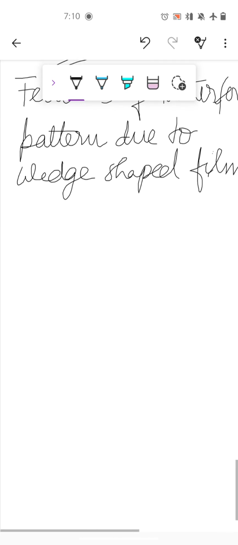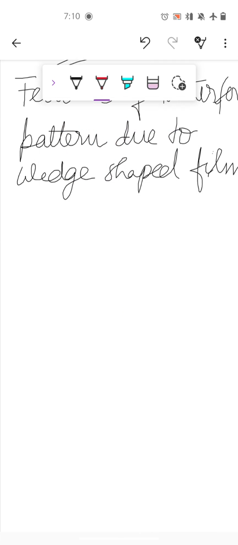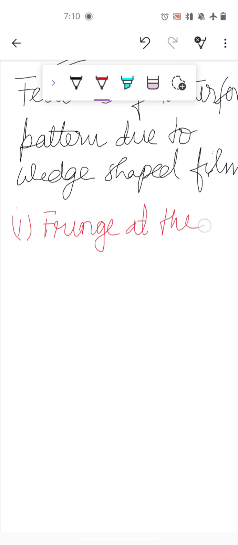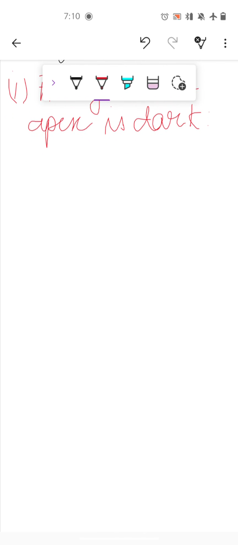So the first feature here is that the fringe at the apex is dark. So why is it so? It is so because, see the thickness here in the wedge, we see that the thickness of the air film at this point where the two glass slides meet is 0.